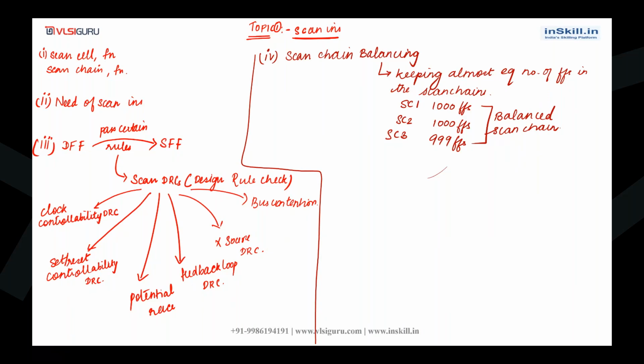So why do we need to go for scan chain balancing? Why do we need to keep almost equal number of flops in the scan chain? It is actually to reduce the test time.